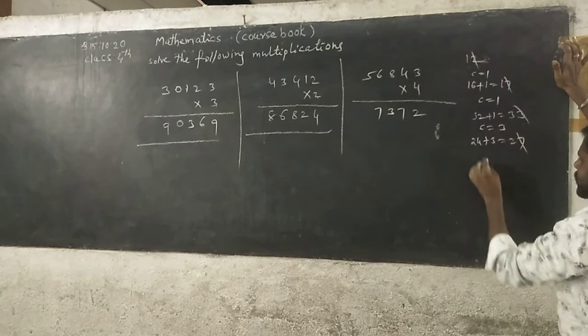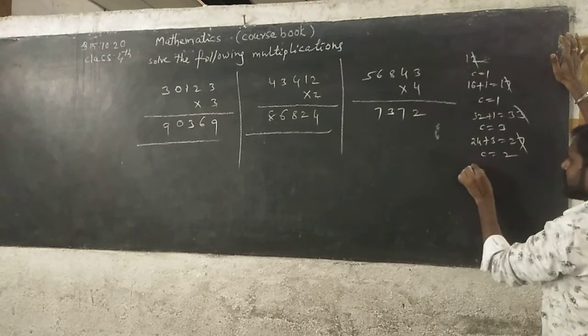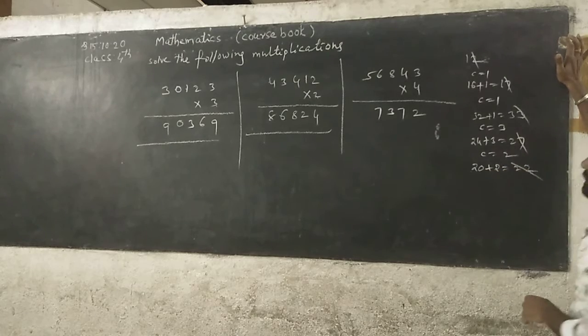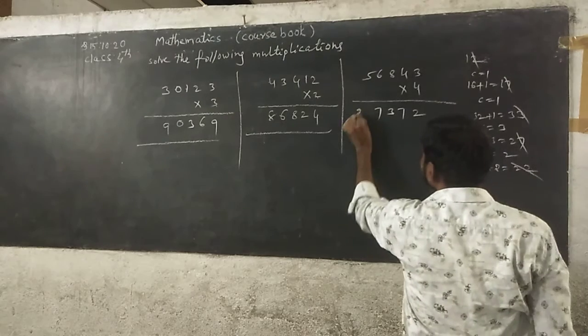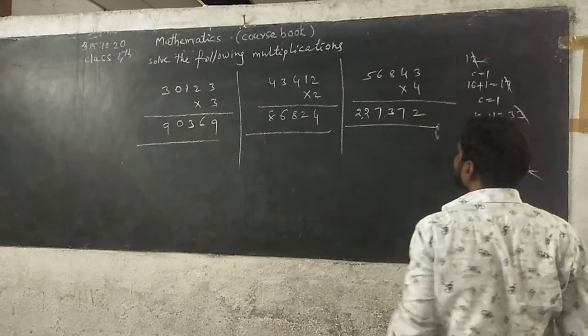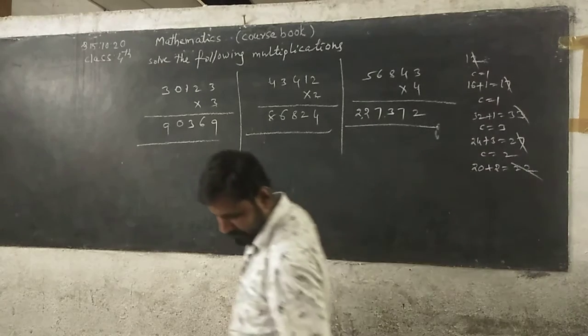Now next, carrying what? 2. See here, 4 5s are 20. 20 plus 2 is 22. You can write the total number. See what is the product here? 2,27,372.